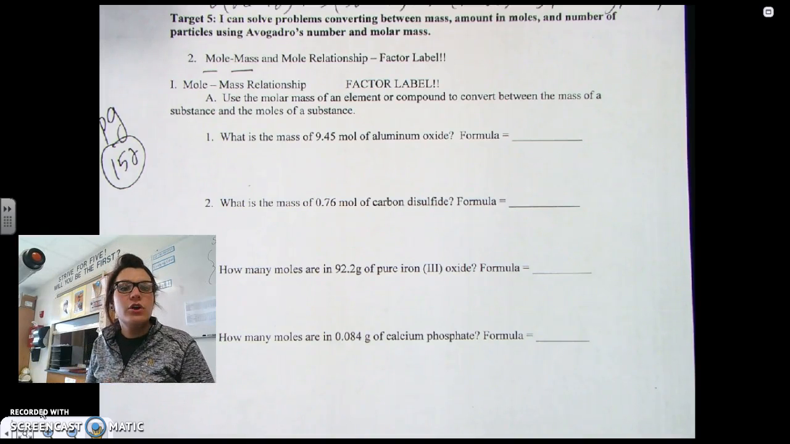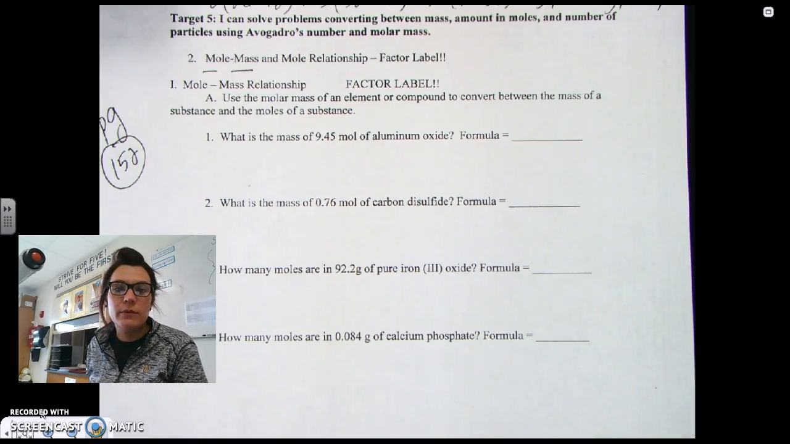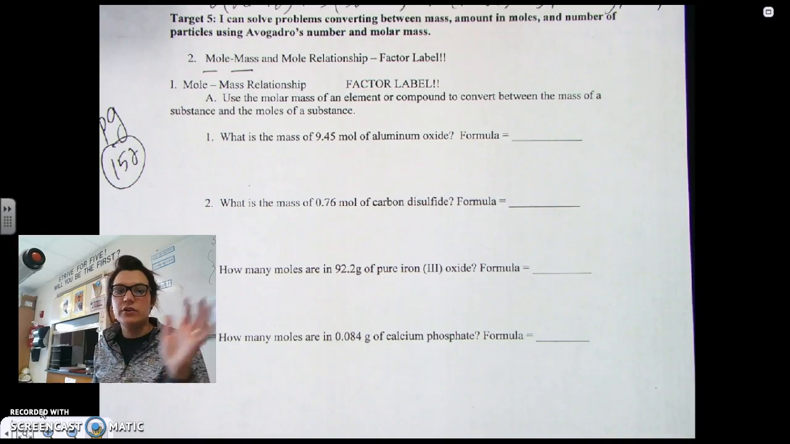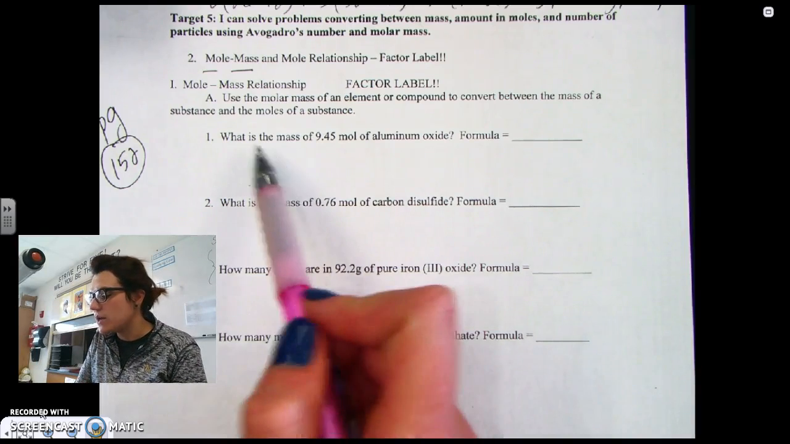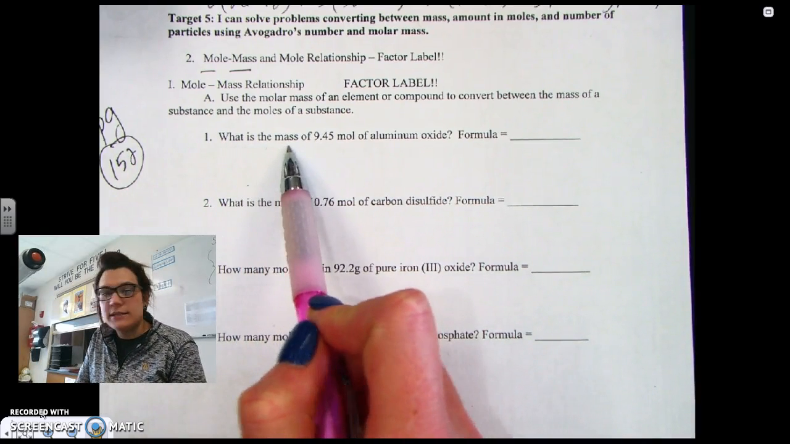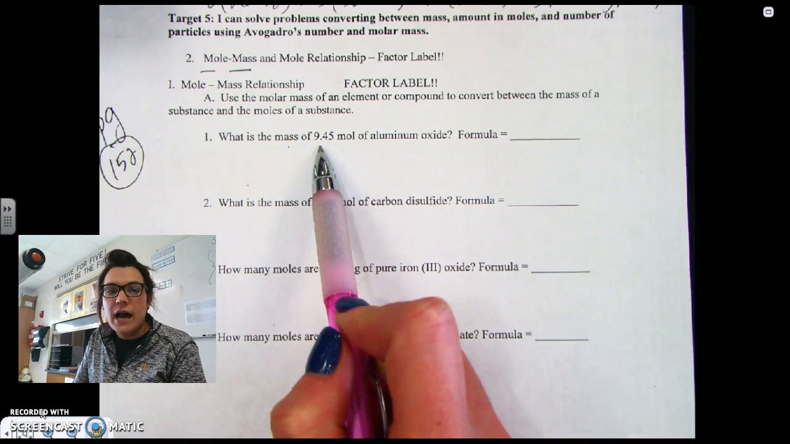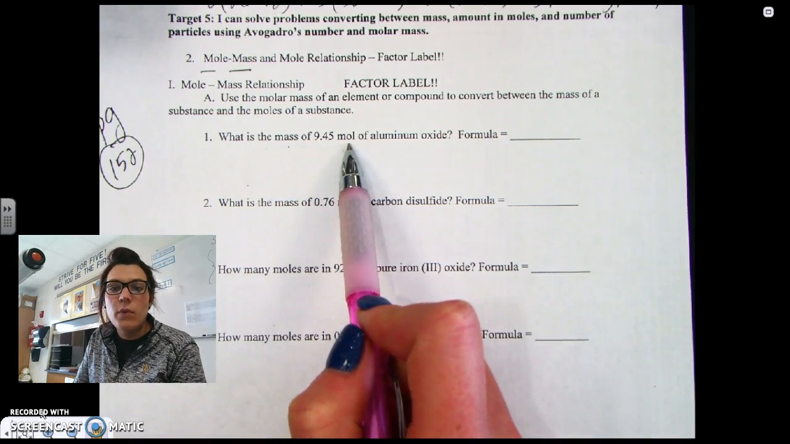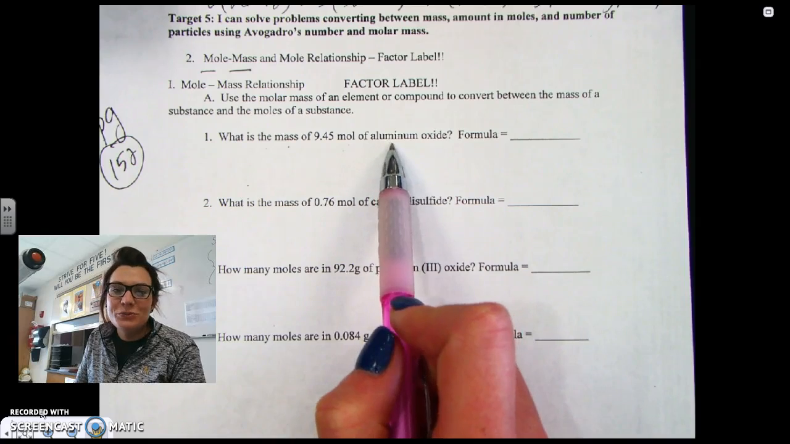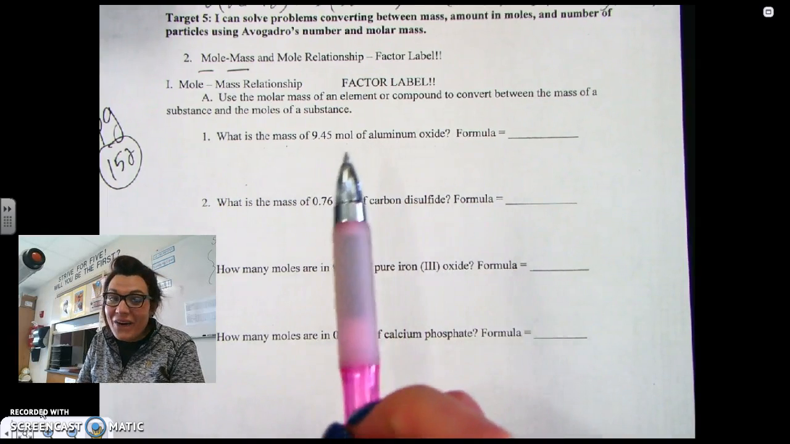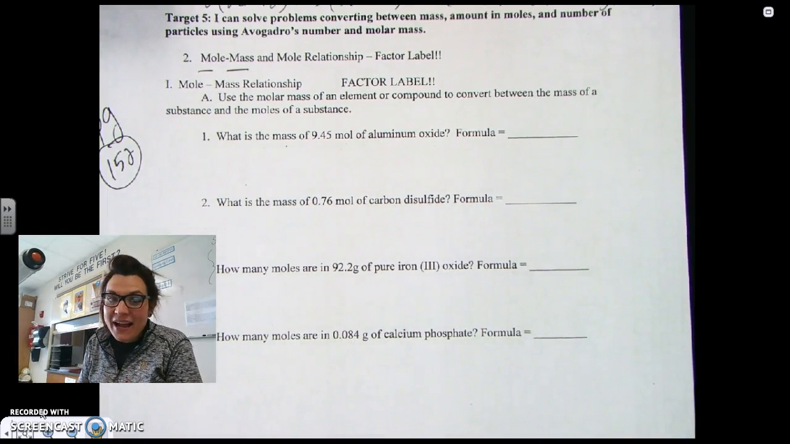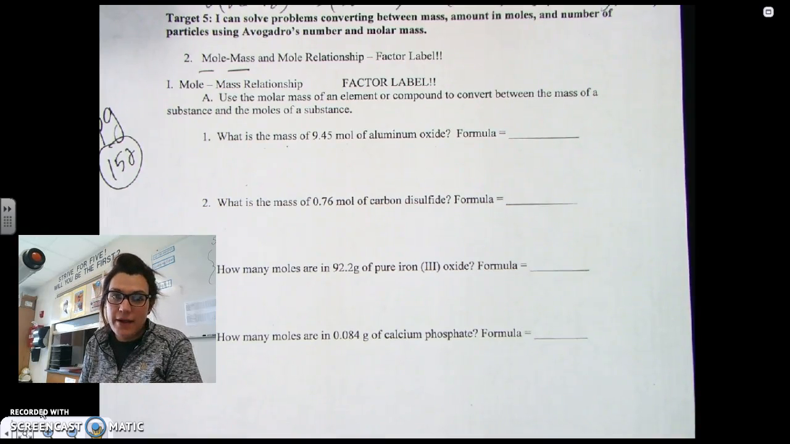Okay, so let's look at what a problem will look like when you come across it. So it says, what is the mass of 9.45 moles of aluminum oxide? Uh-oh, naming's back. I told you naming wasn't going to go away.